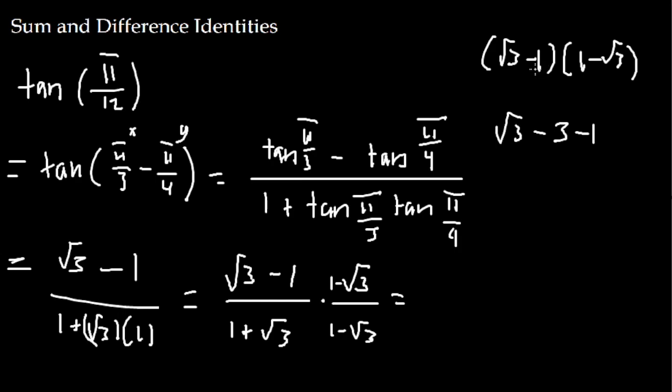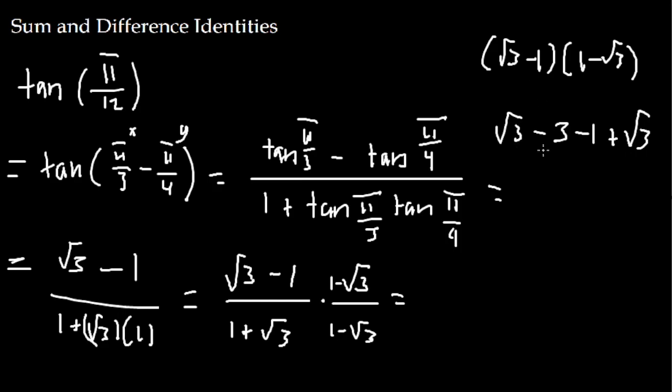Then lastly, negative 1 times negative square root of 3 is positive square root of 3. Now, let's simplify. Okay, tama ako. Anyways, let's simplify. Let us combine like terms muna. Yung buo muna.